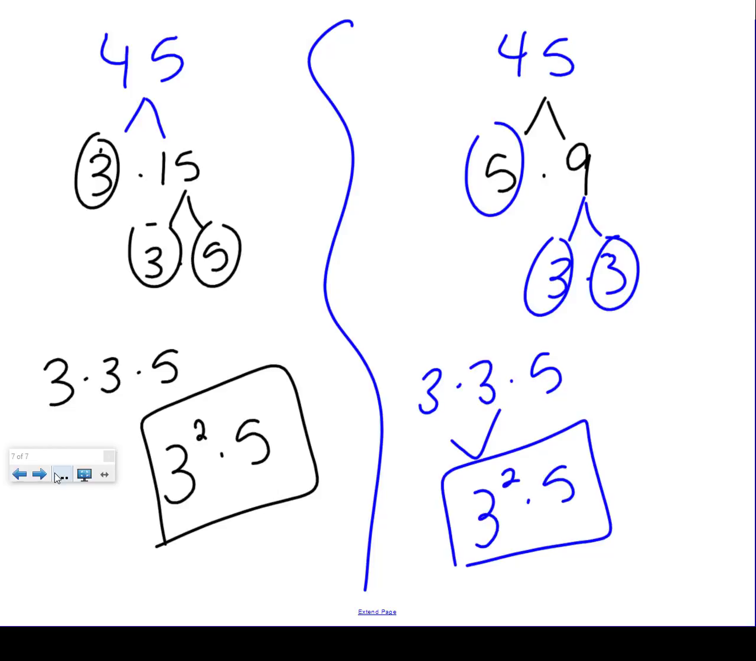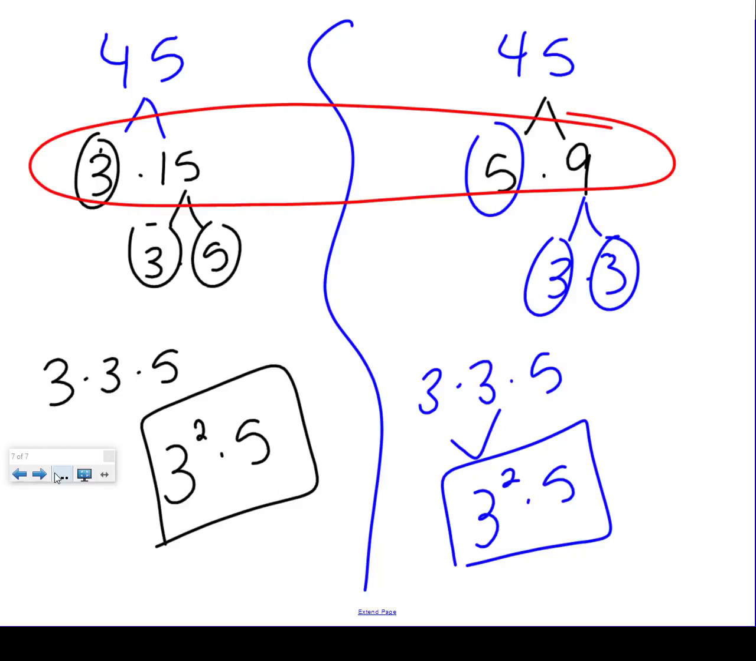So it's okay that you choose a different factor as a starting point. See, these did not match across here, but these are both factors. 3 times 15 is a factor of 45, and 5 times 9 is a factor of 45. So as long as you're choosing correct factors to start, then you'll end up with the right answer as long as you break them down continuously until everything you are left with is prime.